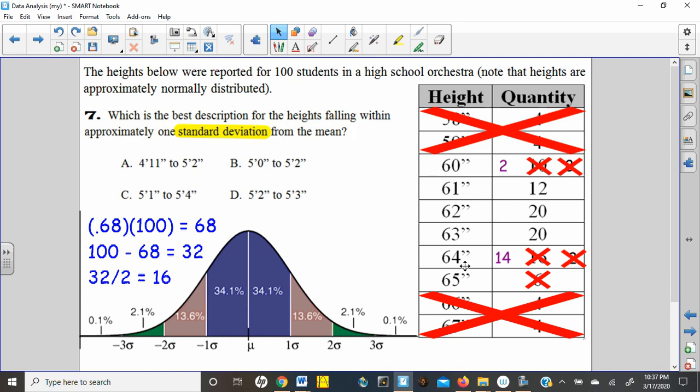Now, the top point's pretty easy to see. 64 inches is 5'4". 60 inches would be 5 feet exactly, but because there were only 2 of the 10, I believe they just bumped that up to the next big group of 61 inches, which was 5'1", which is why the answer is C. So you really had to use that empirical rule to do this particular problem.